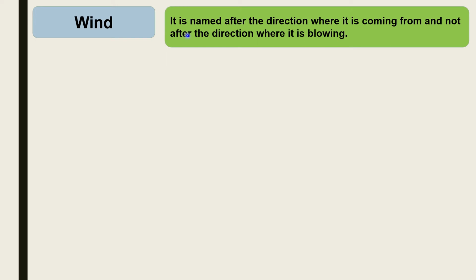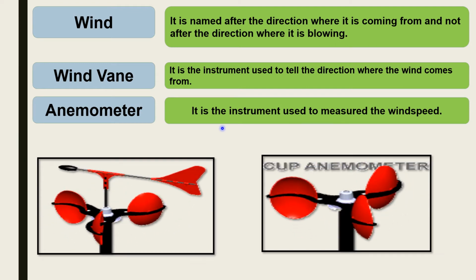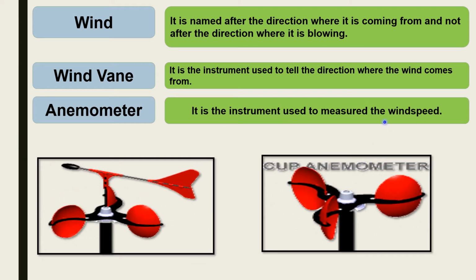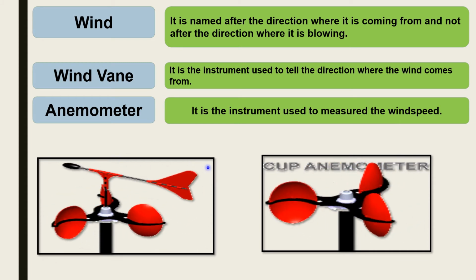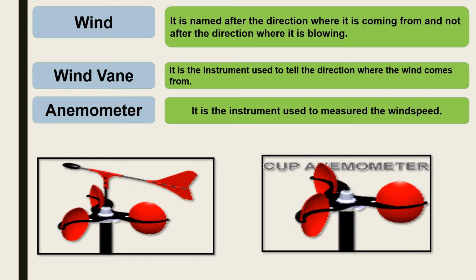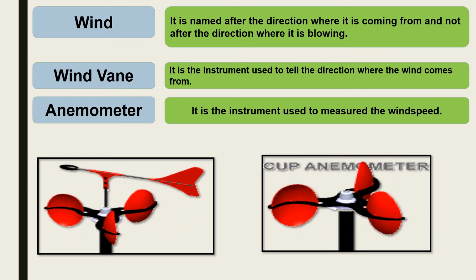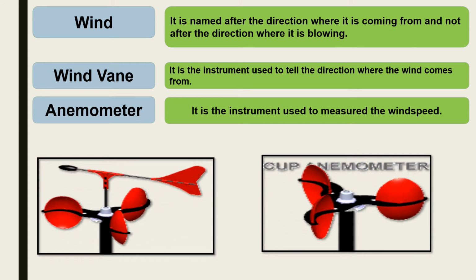Next, wind. It is named after the direction where it comes from, not the direction where it is blowing. A wind vane is an instrument used to tell the direction where the wind comes from. An anemometer is an instrument used to measure wind speed. As you may see, this is a wind vane. It has a tail, and these cups on the anemometer are used to measure the wind speed. I think that is 60 cups per minute.